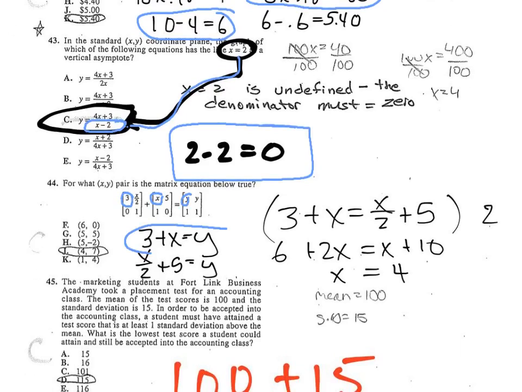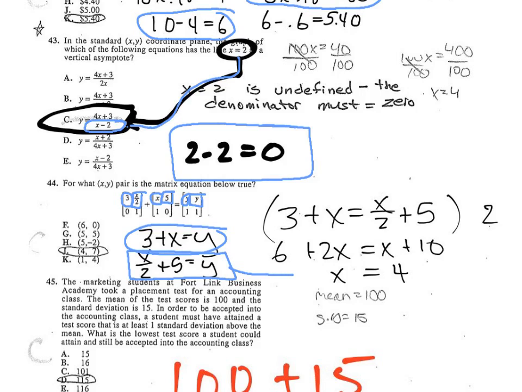In 44, we're looking at a matrix equation, and if we compare 3 plus x equals y to get our first equation, then x over 2 plus 5 equals y for our second equation. Since they both equal y, we can then set them equal to each other and solve. And when we set them equal to each other and solve for x, we get x equals 4. When I substitute 4 back in for x, I get a y value of 7.